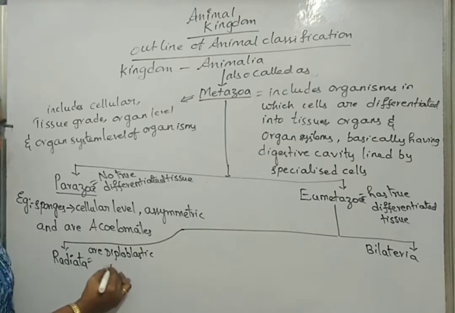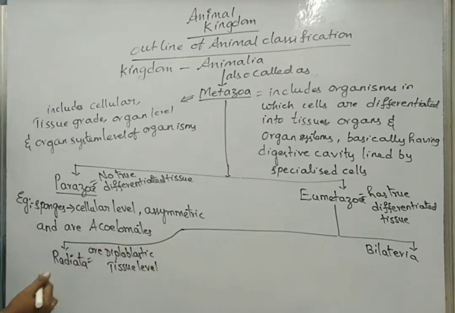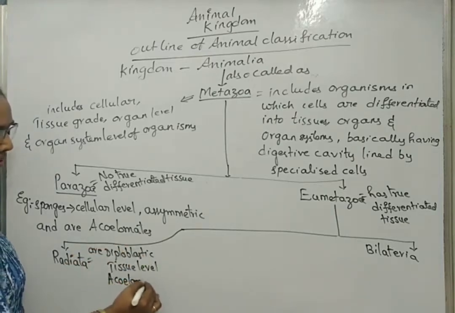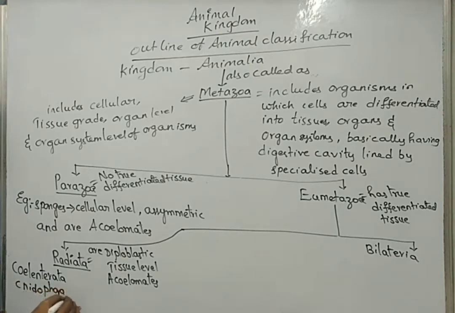Next, these exhibit tissue level of organization. Next, these are also considered acoelomates. Under radiata, the examples studied are ctenophores, next cnidaria, and adult echinoderms.